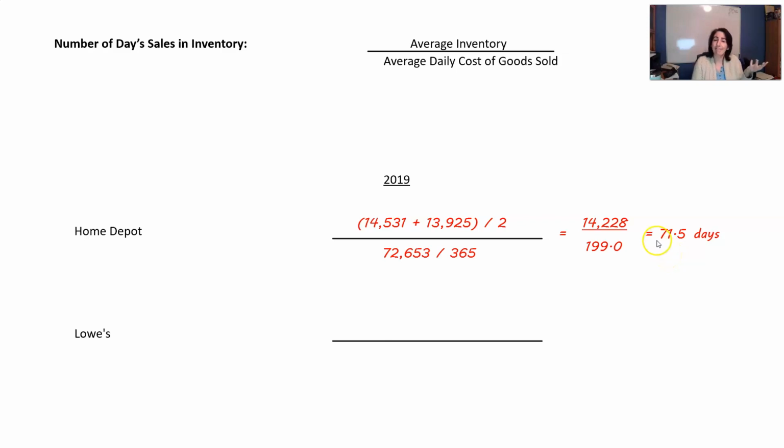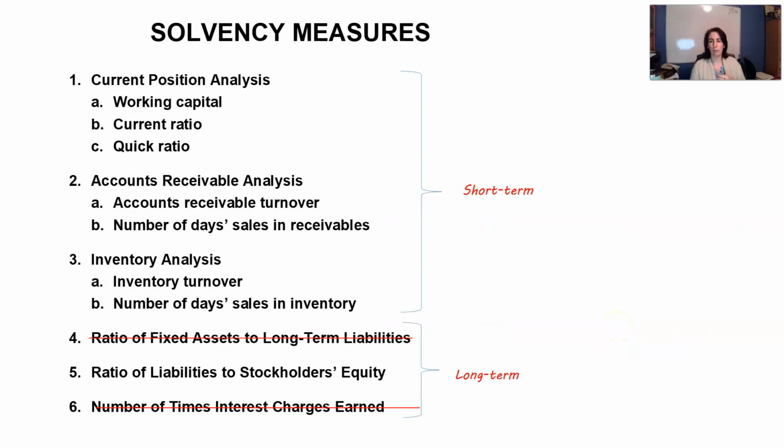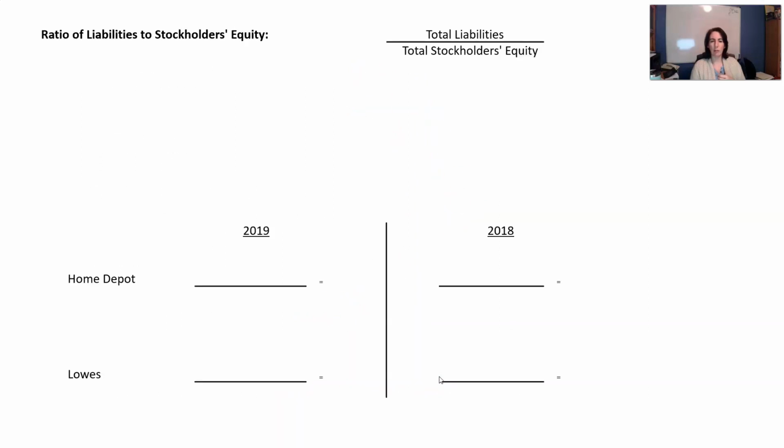Again, a good, bad, I don't know. It depends on how they've done against other years, how they do against similar types of companies. So let's grab Lowe's numbers. And inventory sitting on their shelves for 95 days, which makes sense because the turnover number was lower, so we expect that inventory sitting on the shelves longer. Okay. All right, so those are our short-term measures. I'm going to hit one more real quick, and then we'll get into profitability.